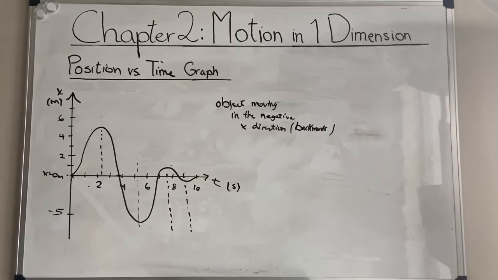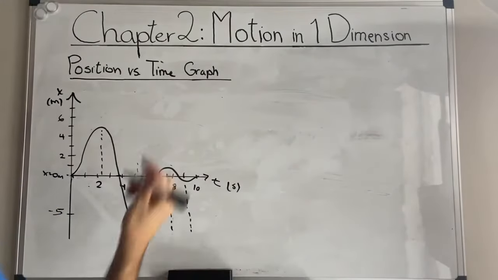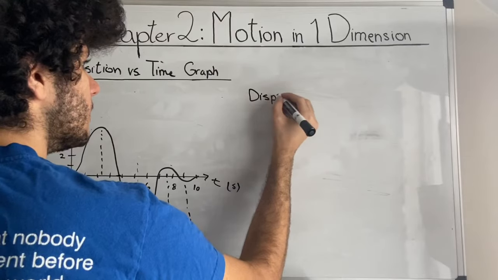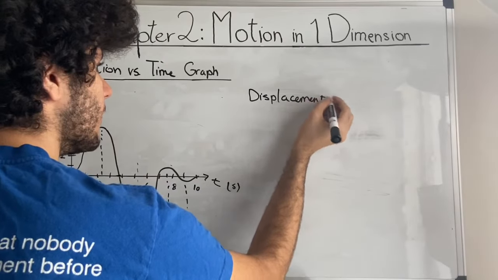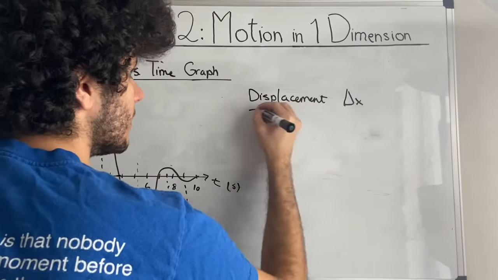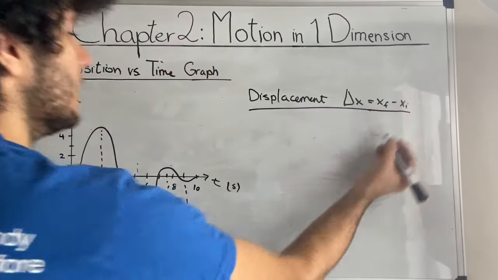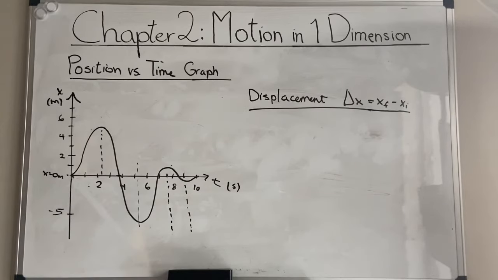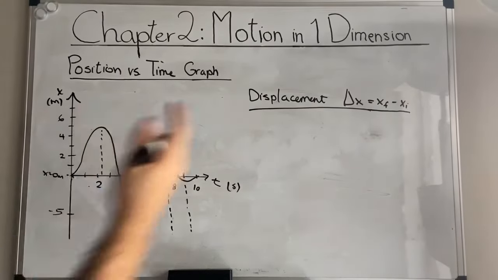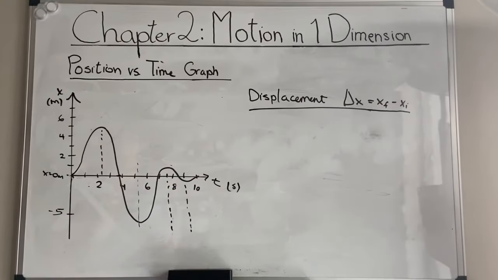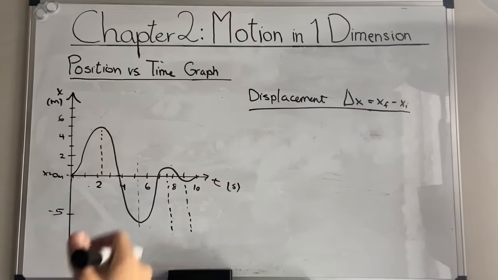All right. Okay. And another very important concept for position is displacement. We will define this as delta x, right? So delta x is equal to x final minus x initial. Displacement is basically the final distance, well, actually just the change in distance. That's what delta is, the change in something. In this case, it will be of x, which is our measurement of length.